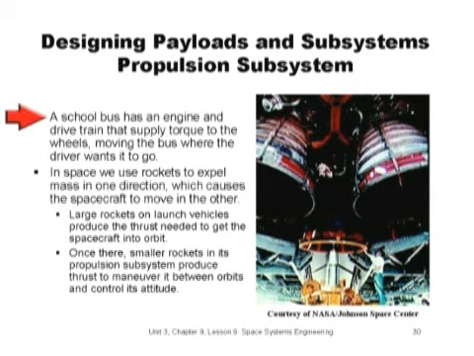A school bus has an engine and drivetrain that supply torque to the wheels, moving the bus where the driver wants it to go. In space, we use rockets to expel mass in one direction, which causes the spacecraft to move in the other. Remember Newton and the concept of equal and opposite reaction? Large rockets on launch vehicles produce the thrust needed to get the spacecraft into orbit. Once there, smaller rockets in the spacecraft's propulsion subsystem produce thrust to maneuver it between orbits and control its attitude.